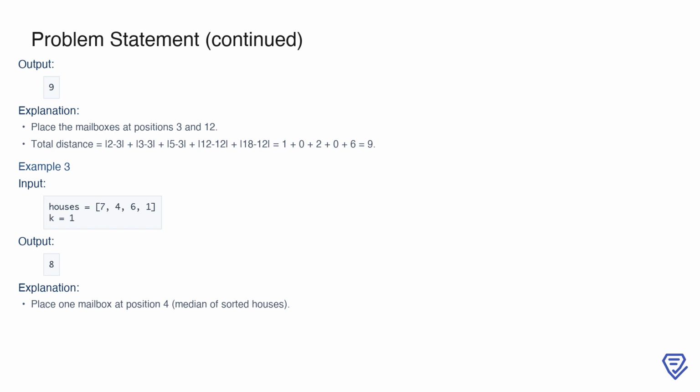For the house at position 5, the nearest mailbox is still at position 3, resulting in a distance of |5 - 3| = 2. Next, the house at position 12 is perfectly aligned with a mailbox, so the distance is 0. Finally, the house at position 18 is closest to the mailbox at position 12, giving a distance of |18 - 12| = 6. Summing these distances gives 1 + 0 + 2 + 0 + 6 = 9, which is the output. Now, take a look at another example where there's only one mailbox allowed.